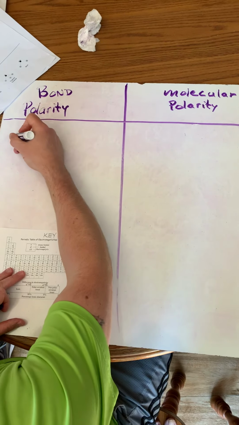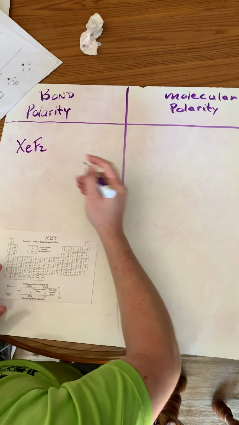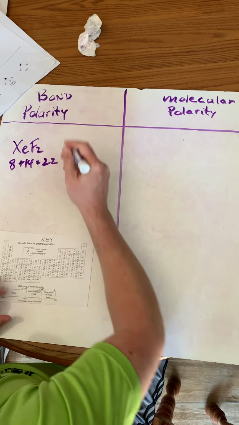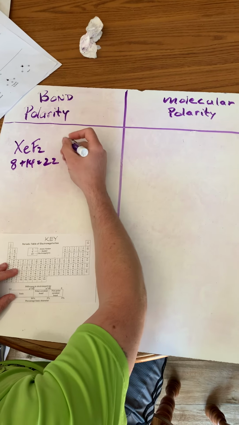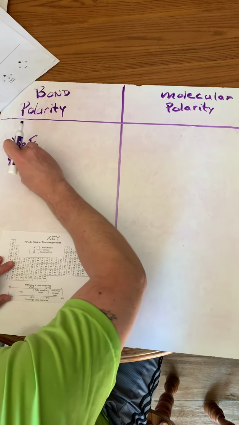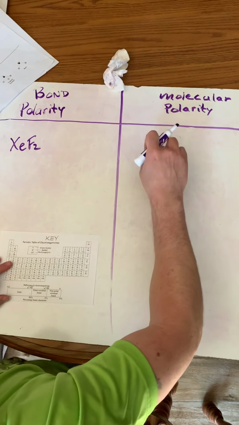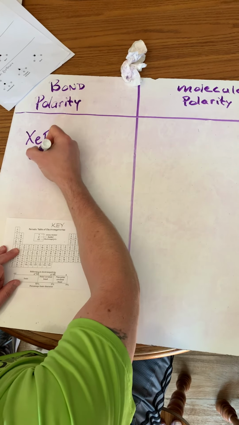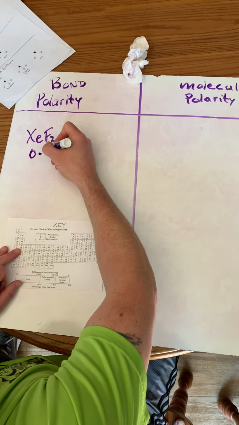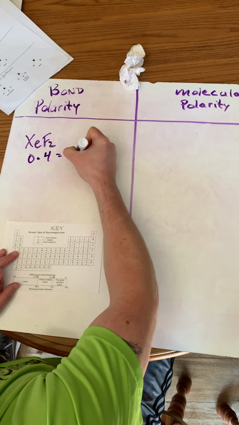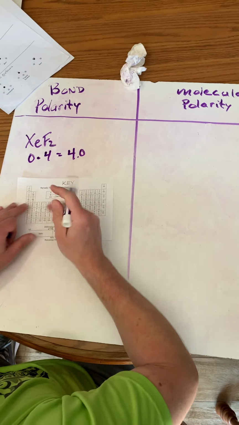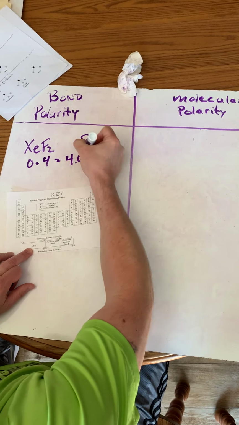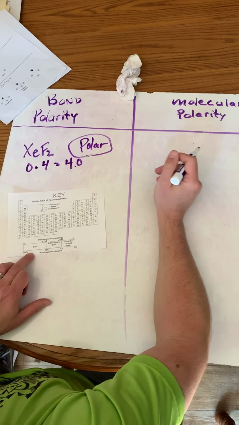Let's do XeF2. Okay, we're going to tally up the total dots. We got 8 plus 14 for a total of 22. Let's check the numbers. Xe's pull is a 0. F's pull is 4, for a huge difference of 4.0. That is extremely polar. It's ionic, which is as polar as you get. That becomes polar because it falls under the ionic.